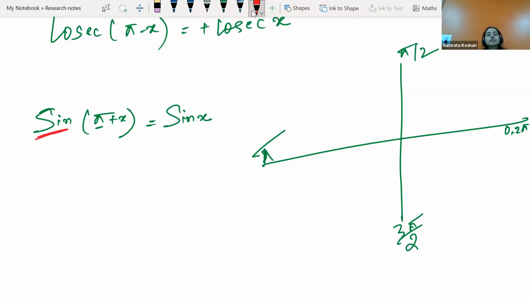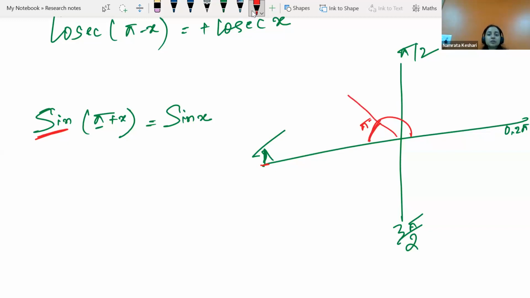Pi plus x is lying in which quadrant? First, second, third, fourth, which quadrant? This much is pi. This complete angle is pi. If pi minus something, that means second quadrant.